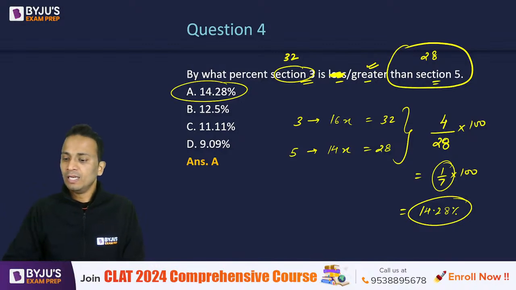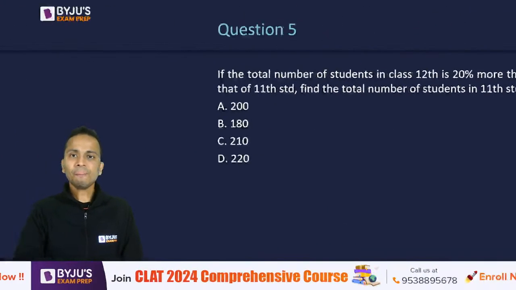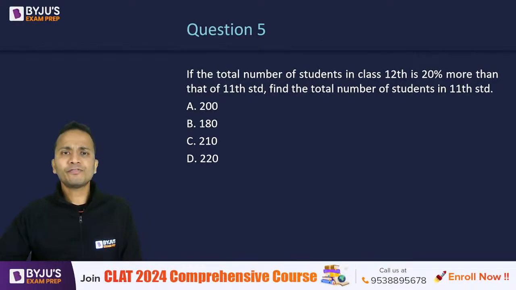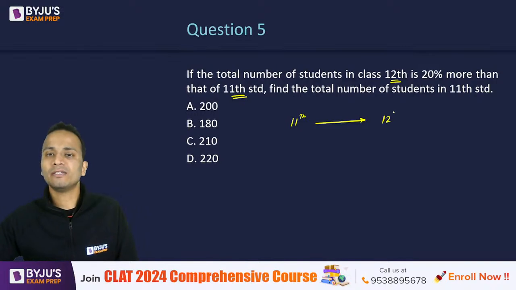All right. Let's move on to the last question of this set, and then after that, we'll move on to the second set of the day. So question number 5. If the total number of students in class 12 is 20% more than that in 11th standard. So basically they are saying that whatever the number of students is in 11th standard, in 12th standard the number of students is 20% higher than this.